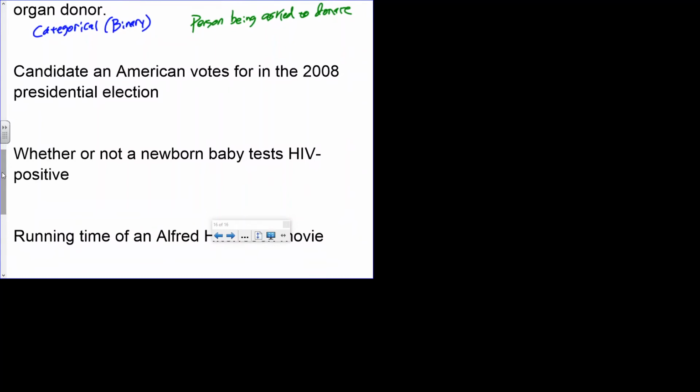Next one, a candidate the American votes for in the 2008 presidential election. Well, this is categorical because we don't vote by number. And I do not know off the top of my head whether there were only 2 candidates or whether there was an independent running in 2008. So since I don't know, I'm not going to say automatically that it was a binary variable. But that's going to differ, what they picked, from person to person, specifically the person voting.